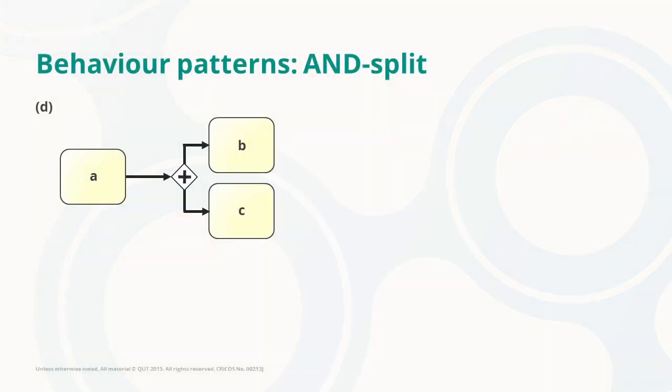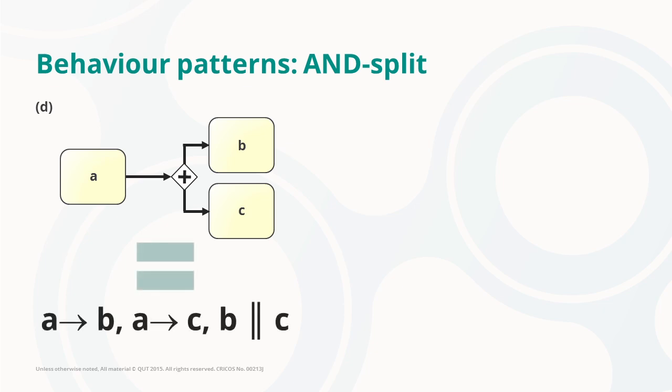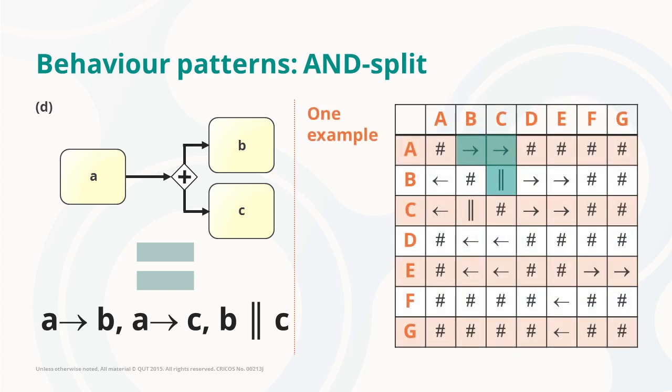Now let's have a look how this works with AND splits and joins. The idea is quite a similar one. We again look at 3 different activities, and we would expect that we see concurrency between them, at least partially. This means, in this case of the AND split, that we have activity A followed by either B or C, and that B and C are concurrent to one another. For this case, we also have an example highlighted in the matrix.